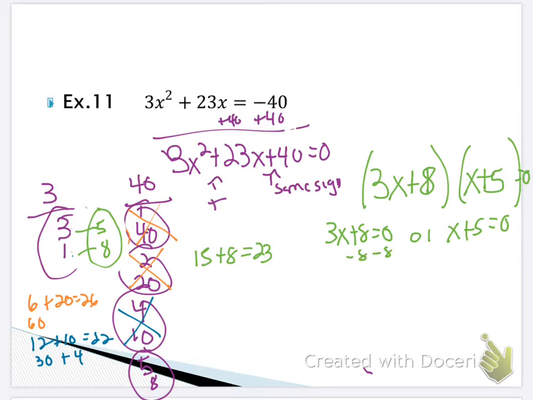Subtract over 8. We get 3x equals -8, divided by 3. x equals -8 divided by 3. Or we had, subtract over 5.